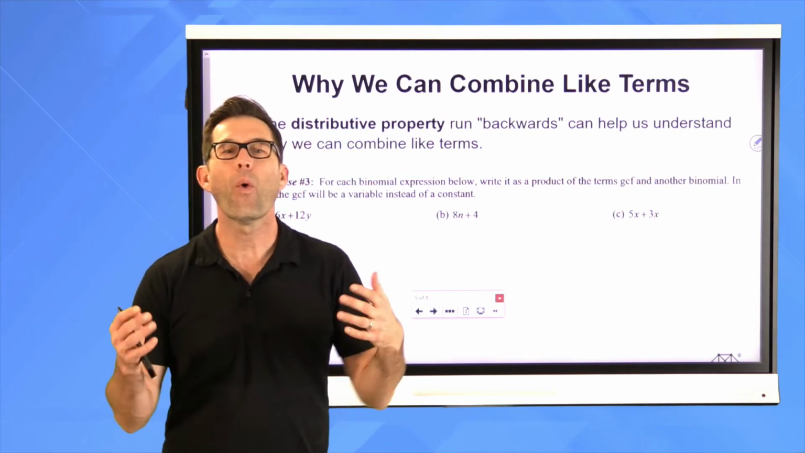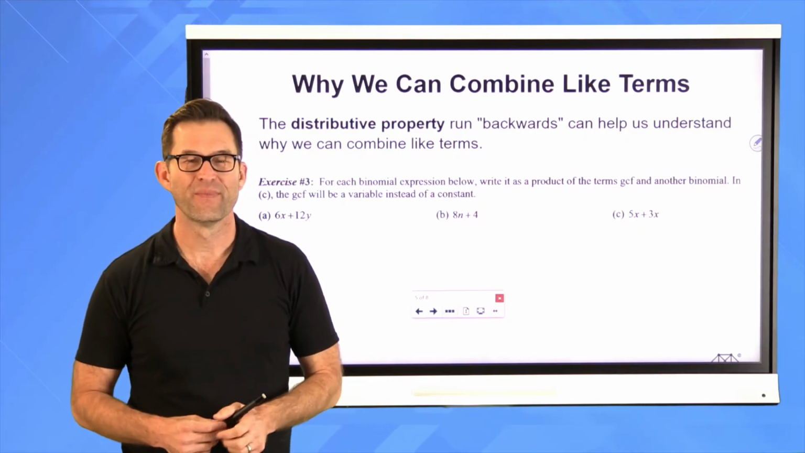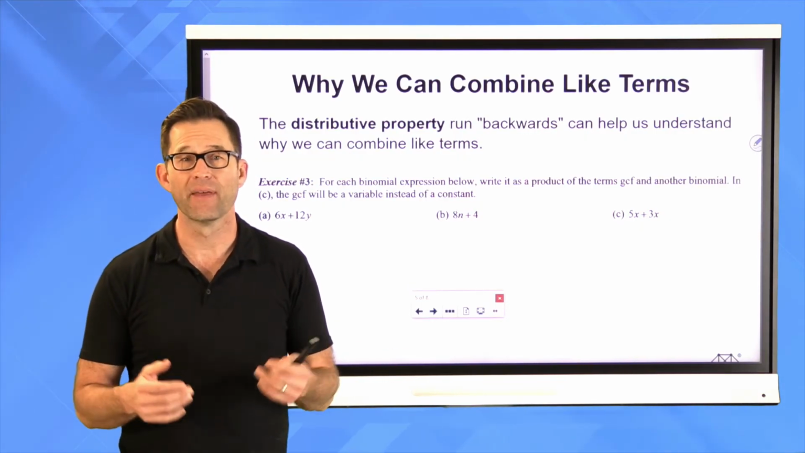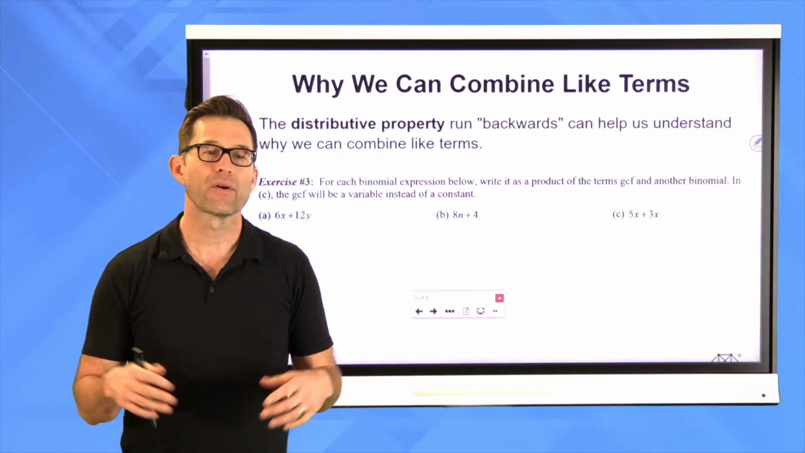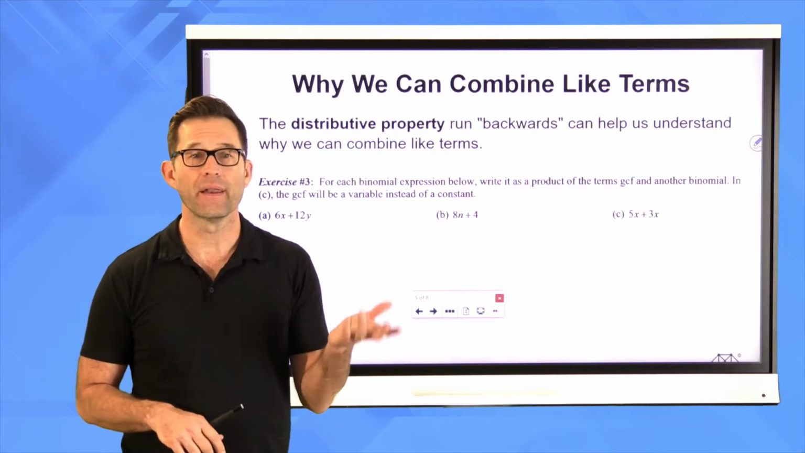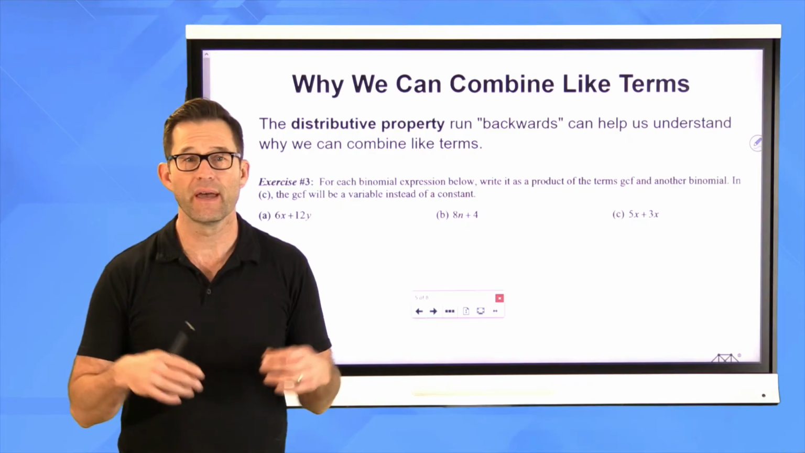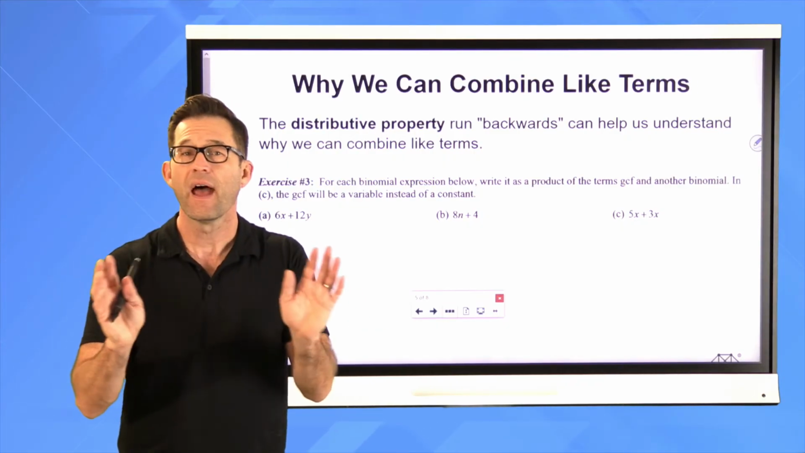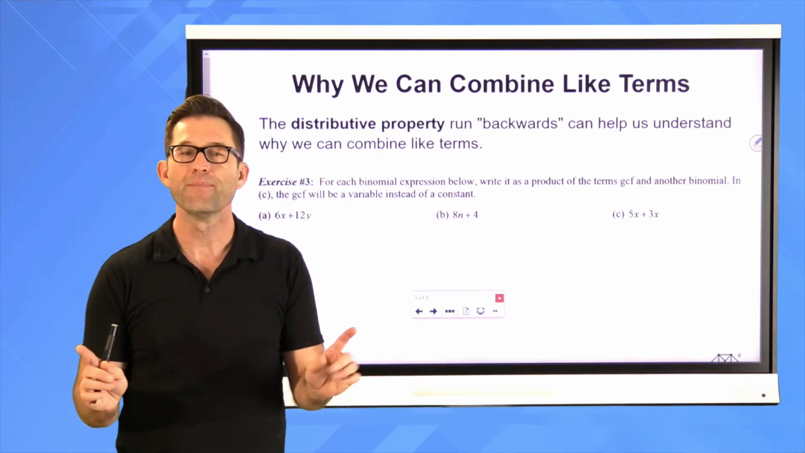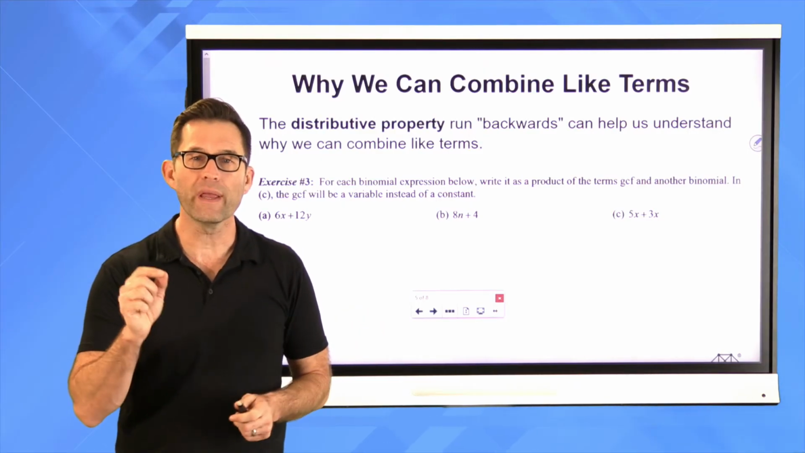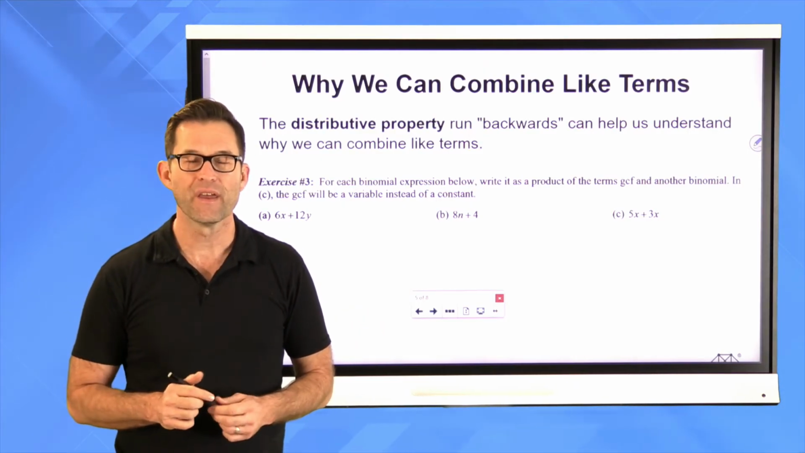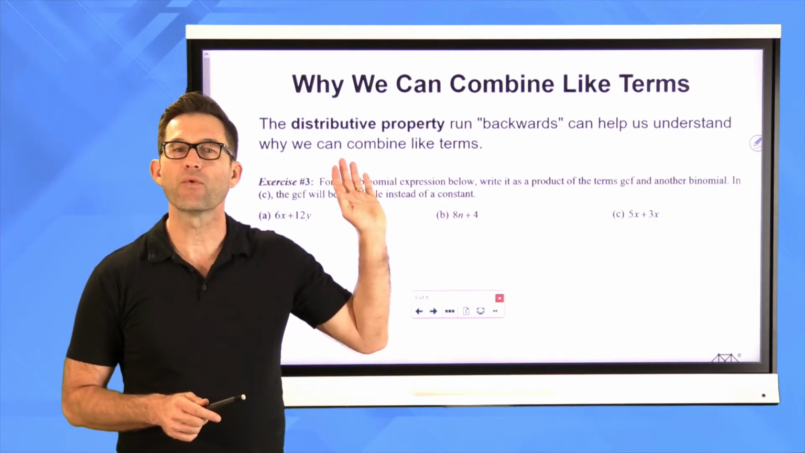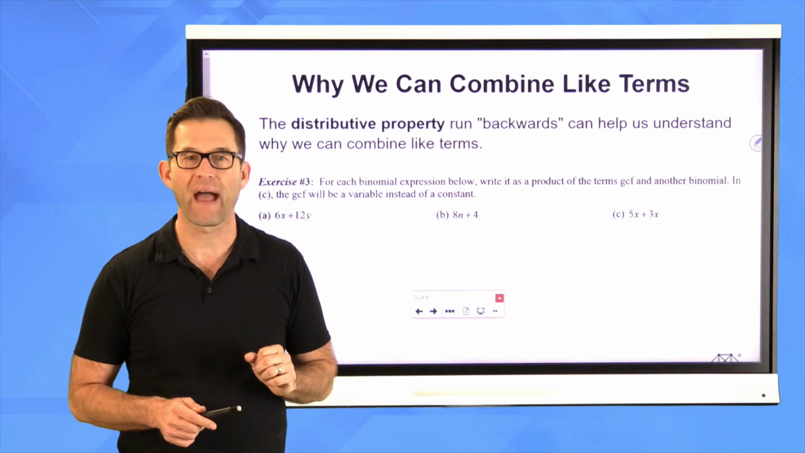Now, why can we combine like terms? Why can't we just simply take the coefficients and add them or subtract them? I've made some kind of flip arguments like, well, if I've got 9 oranges plus 3 oranges, I have 12 oranges. So if I have 9x plus 3x, I have 12x. And that is not a bad way to look at it. But technically speaking, the reason we can combine like terms is something that we saw really from the past lesson, because we can run the distributive property backwards.